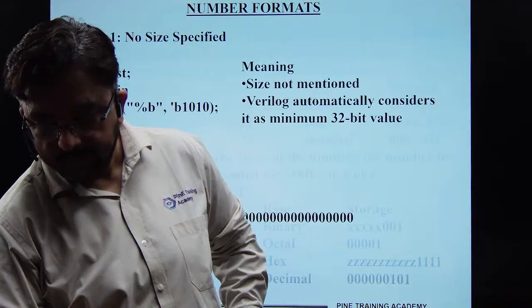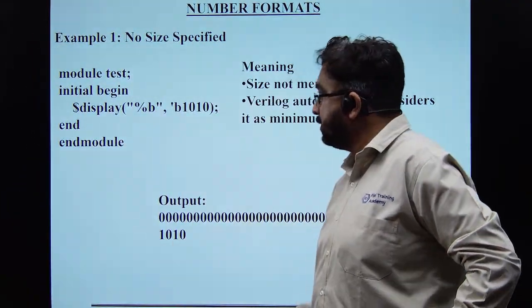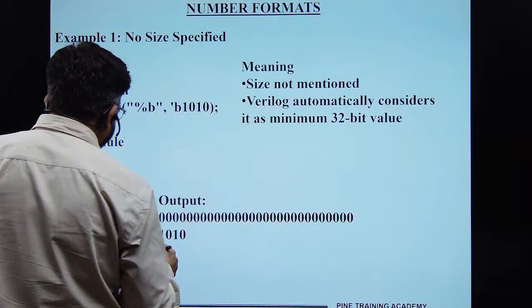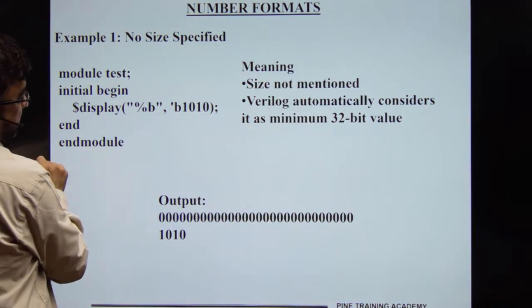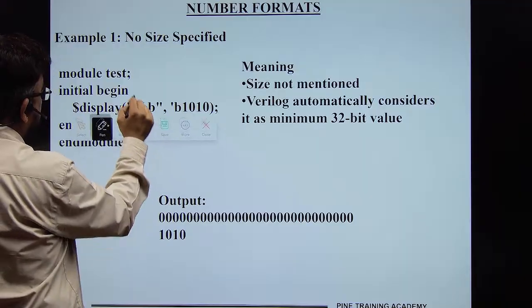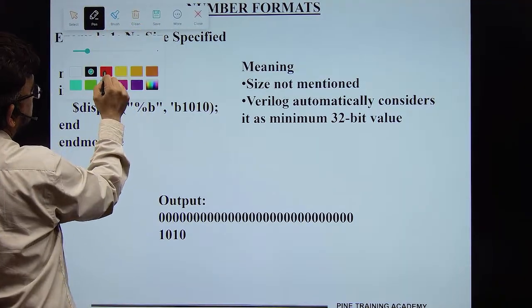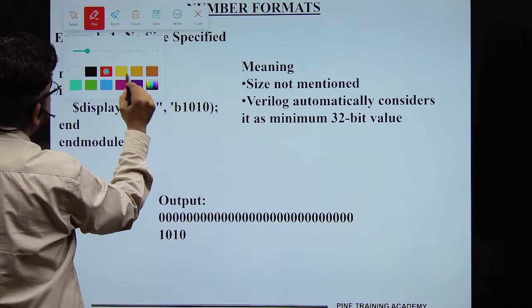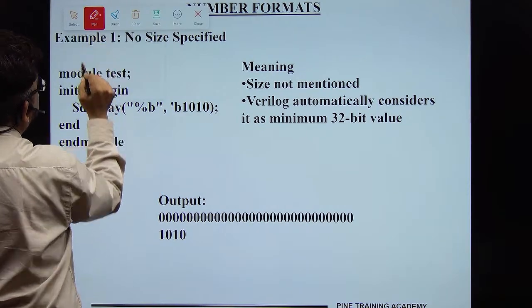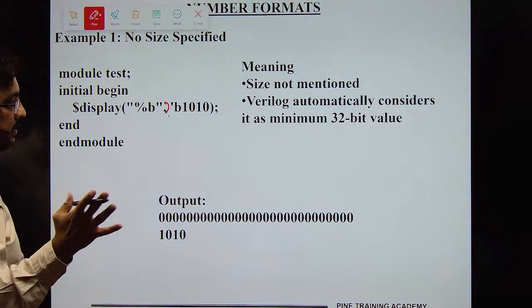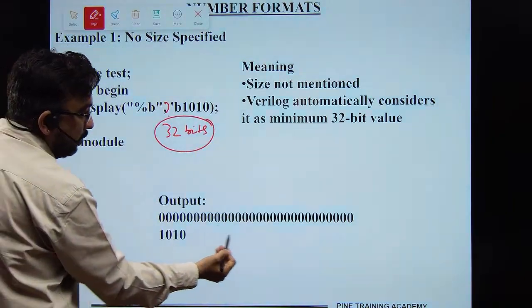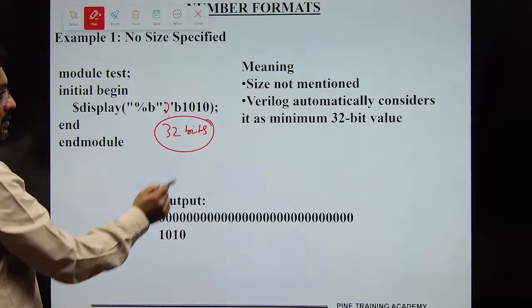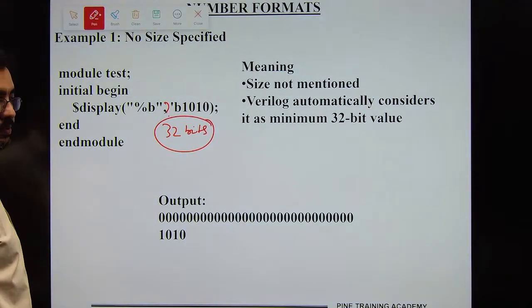Let's take a few examples. What happens if no size is defined here? Just one example. No size is defined, so by default it is 32 bits. Okay, so the output will come like this. Meaning if the size is not mentioned, Verilog automatically considers a minimum of 32 bits.